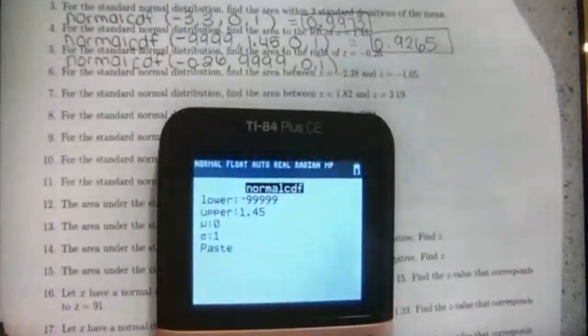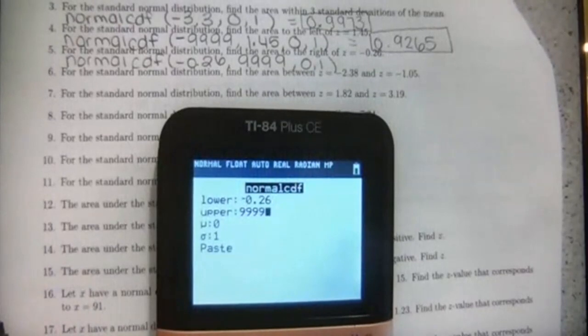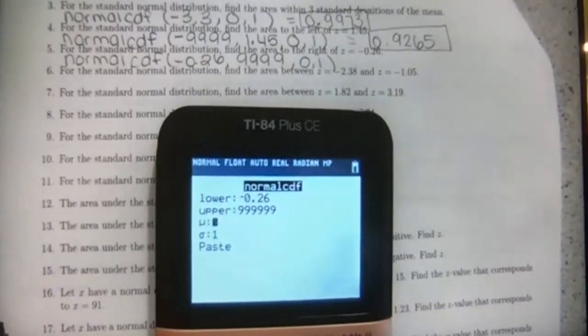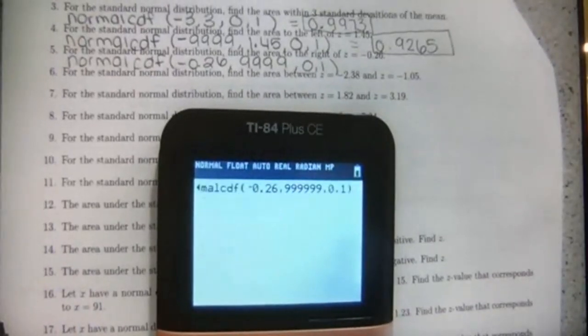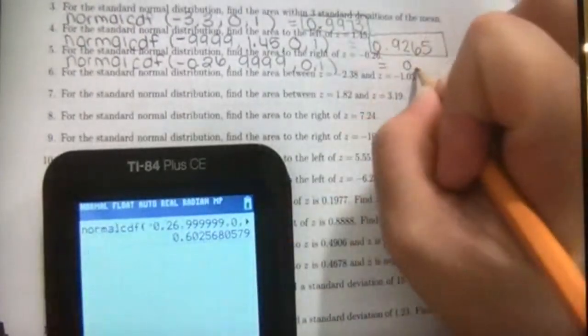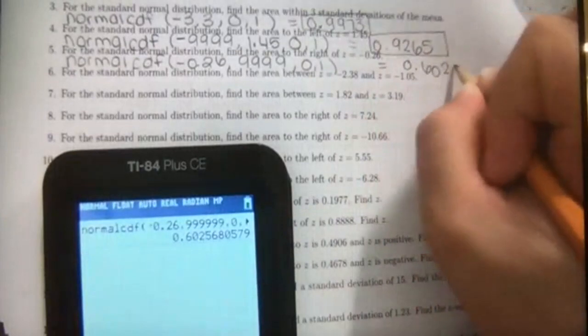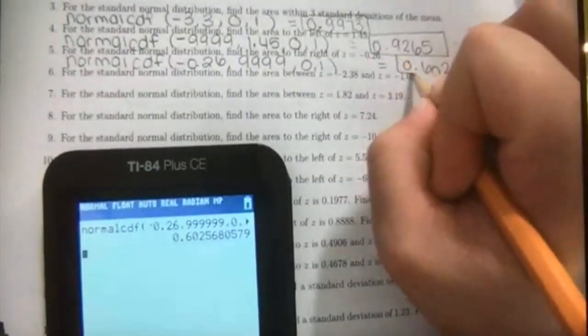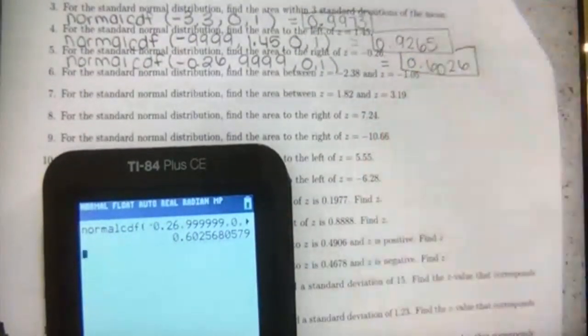So normal CDF, our lower limit's -0.26, our upper limit's 99999, our mean is 0 and our standard deviation is 1. And that will give us our answer, 0.60256, which will round up to 0.6026.